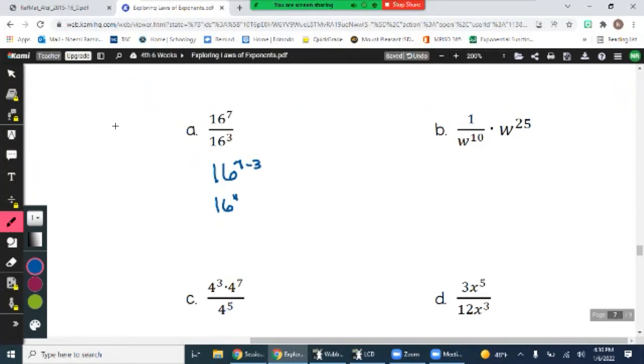And 16 to the power of 4 can be simplified or reduced a little bit further, which I didn't do before I started making my video. Ooh, 65,536.